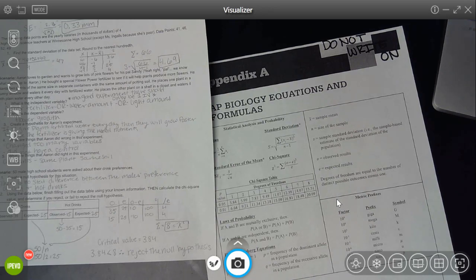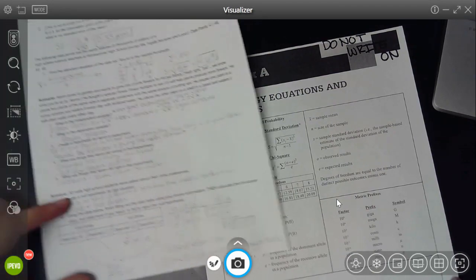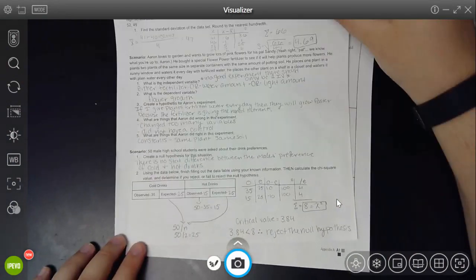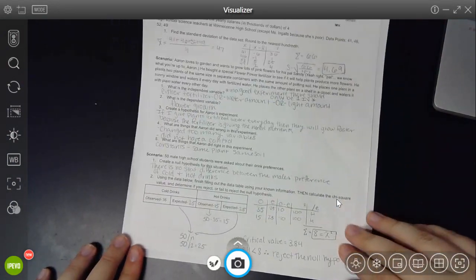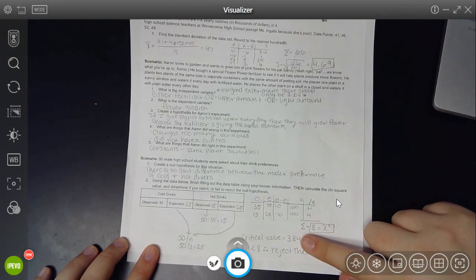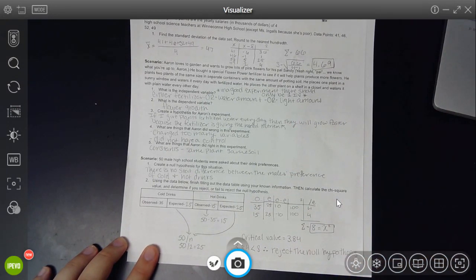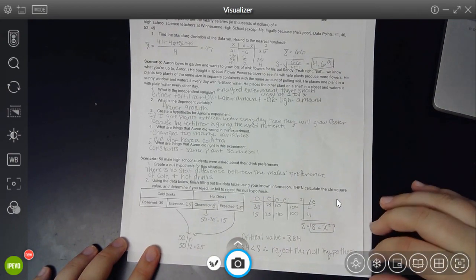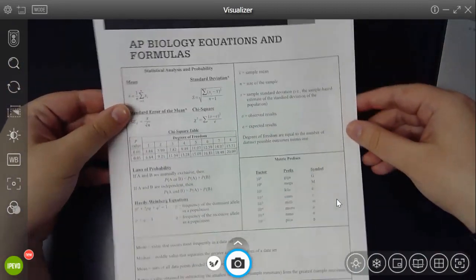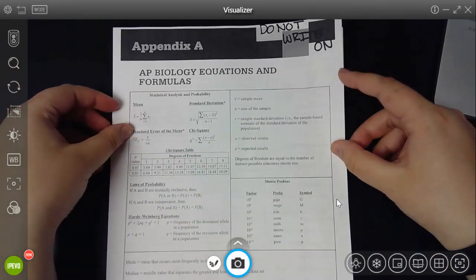So I had a couple questions about this last question here with the hot and cold drinks. You guys were able to find the chi-squared value, but you weren't quite sure how to find the critical value or what the p-value was, like what the difference between those two are.